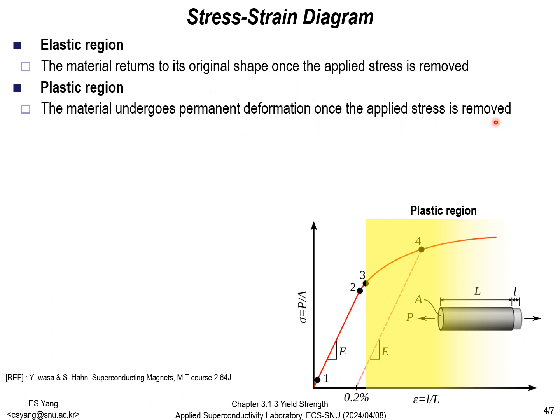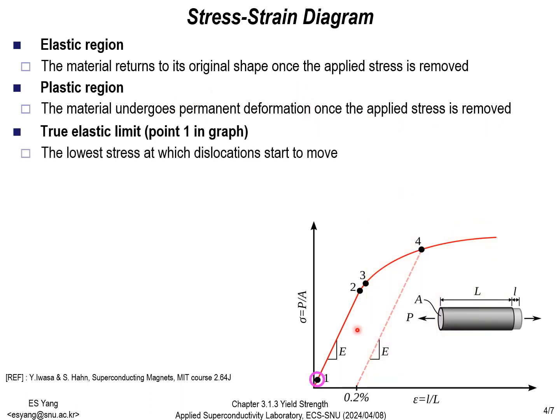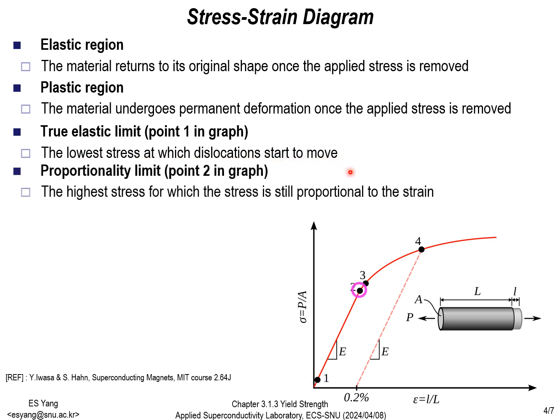Next is the true elastic limit, represented by point 1 on the graph. The true elastic limit signifies the lowest stress at which dislocations begin to appear. The proportional limit, represented by point 2 on the graph, denotes the highest stress in the area where stress and strain are proportional to each other.